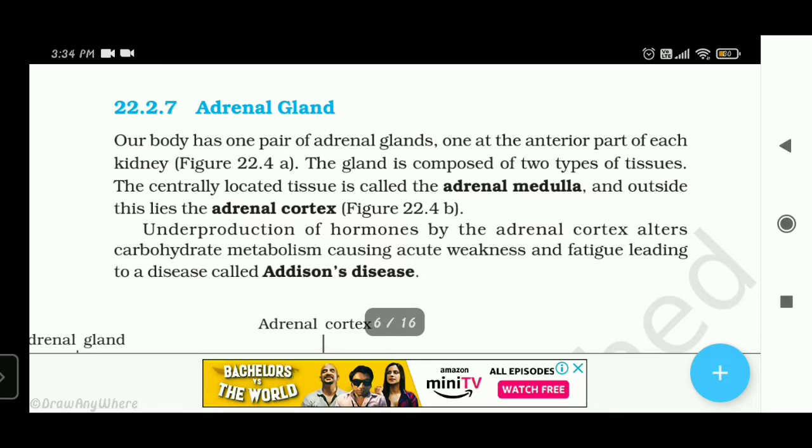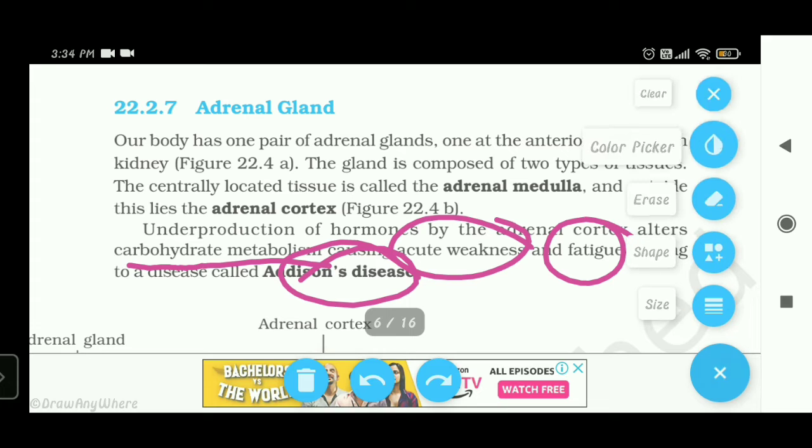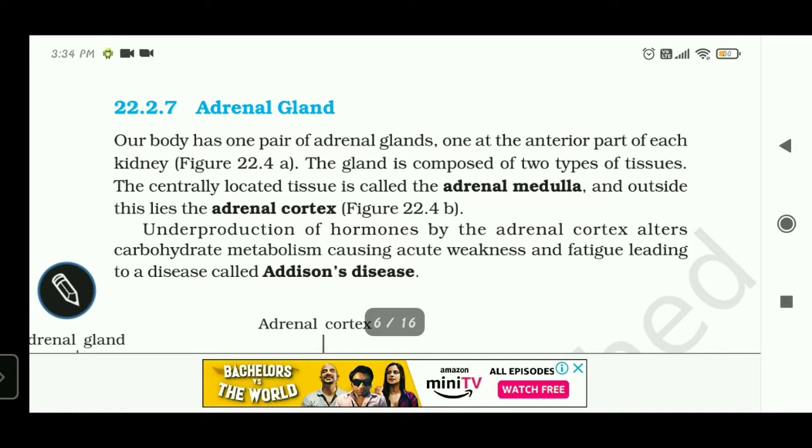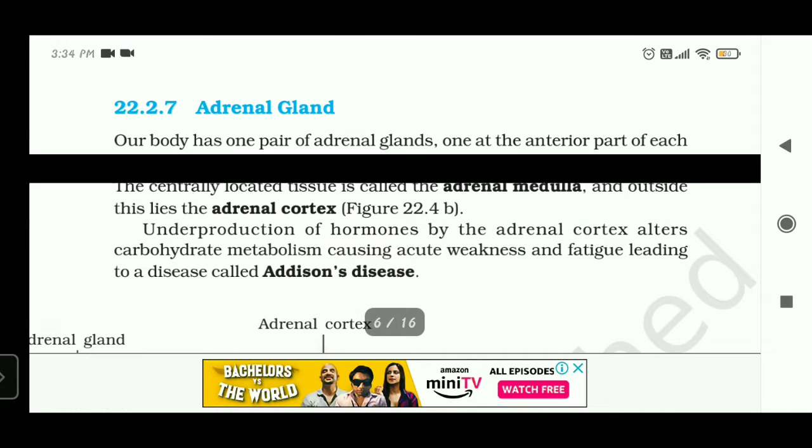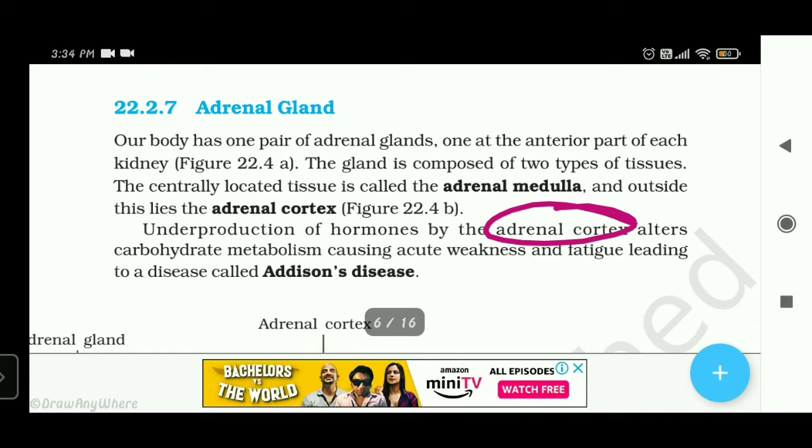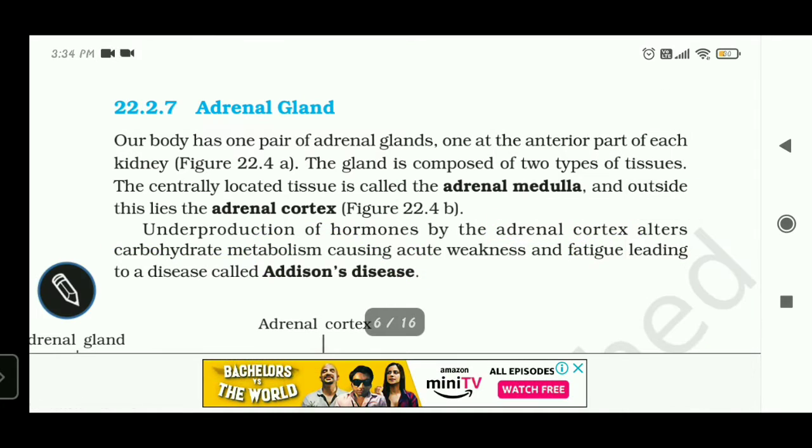If there is underproduction of this hormone by the adrenal cortex, it will alter the carbohydrate metabolism, which will lead to acute weakness and fatigue, and a disease which we call Addison's disease. So, if there is underproduction of this hormone by our adrenal cortex, it will alter the carbohydrate metabolism, leading to acute weakness and fatigue, and Addison's disease.